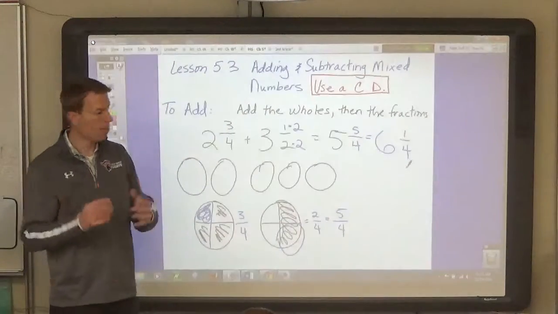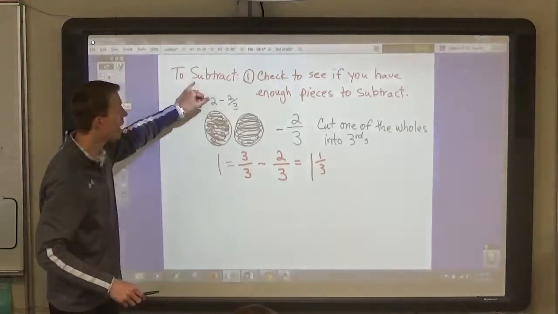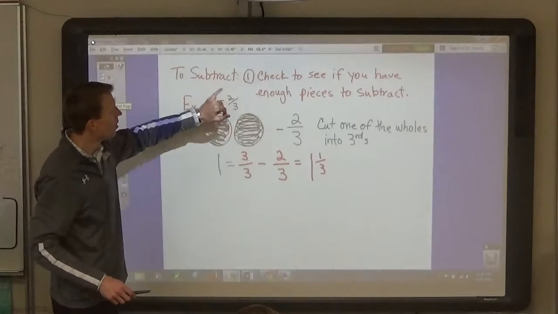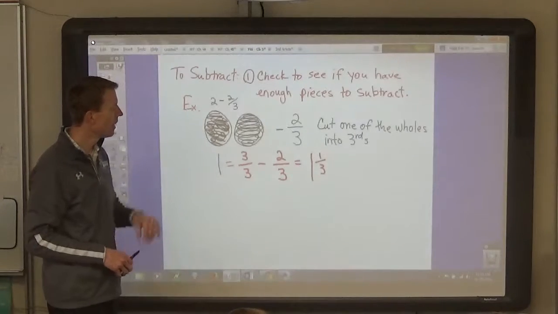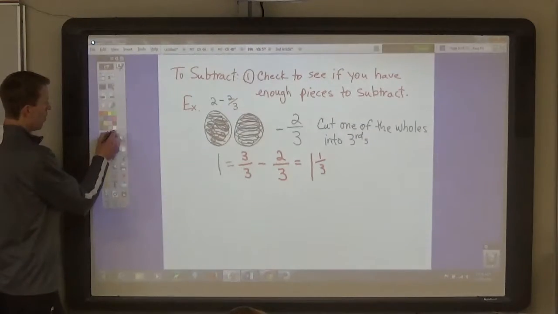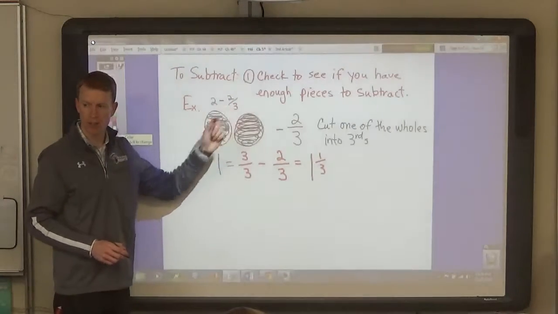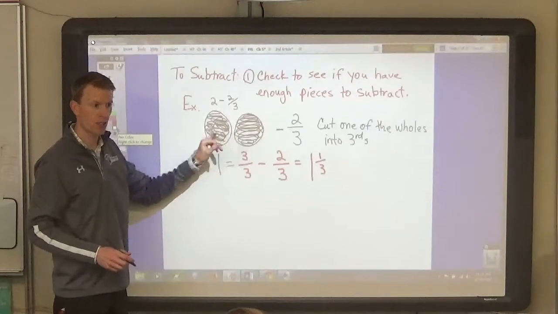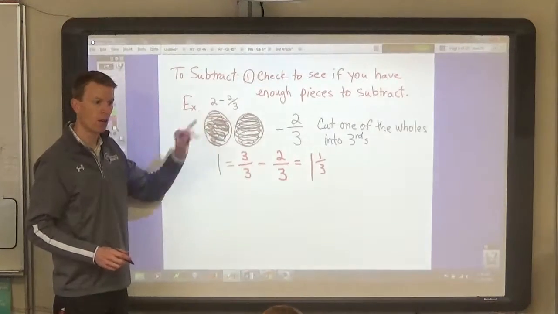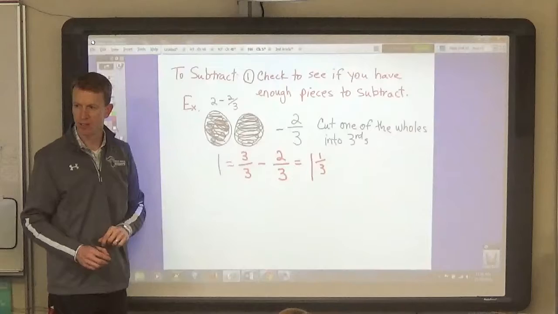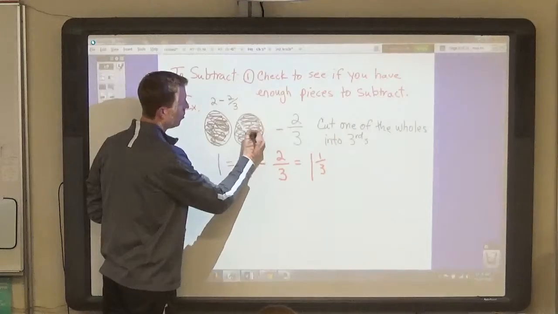We're going to talk about cutting up whole numbers also now. Okay? So when we're subtracting, you have to check and see if you have enough pieces. Take an example like this. We have 2 whole pizzas, and we're going to take away 2/3. Now, we don't have any thirds, do we? So we have to cut up one of the wholes into thirds, and then we can take 2 of them away.